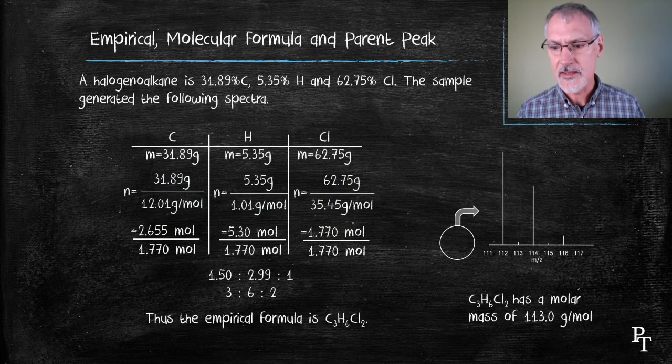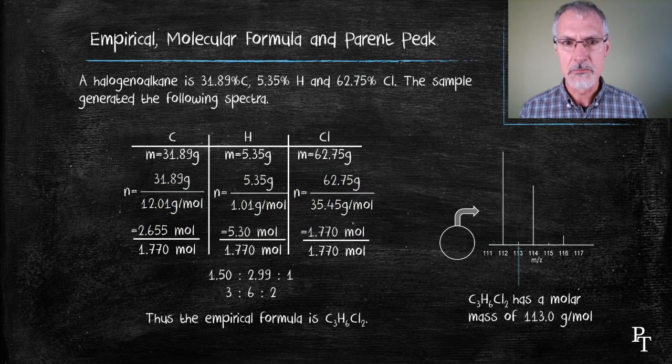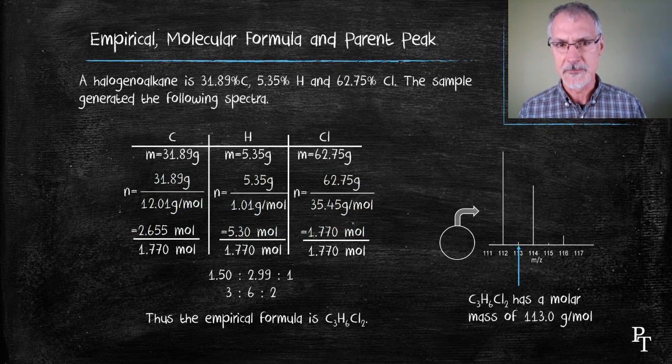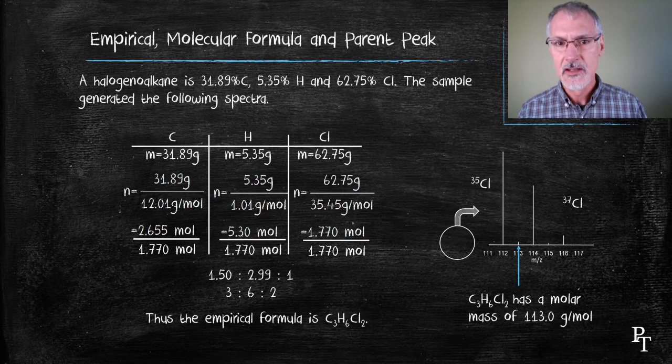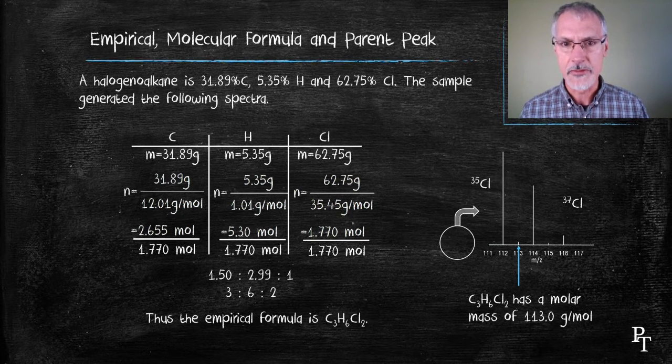And that empirical formula has a molar mass of 113. One thing I should note is that we actually don't have a molecule that weighs 113. Chlorine comes in two isotopes, one that weighs 35 and the other that weighs 37. The weight that you get from your periodic table is a weighted average of those numbers. So the peak at 112 corresponds to the compound where both of the chlorines are 35, and the 116 corresponds to the peak where both of the chlorines weigh 37. 114 happens when you have one of each.